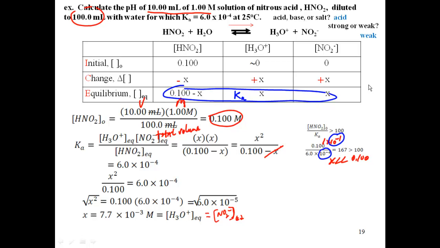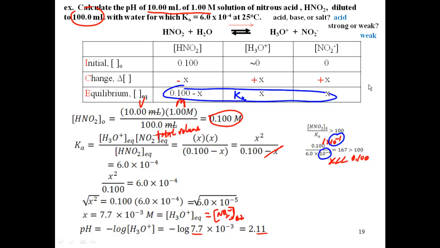In this case, it's hydronium, which means calculating pH is equal to the negative log of that hydronium concentration, which is equal to the negative log of 7.7 times 10 to the negative 3rd. Since I got 2 sig figs, I have 2 digits past the decimal, which is 2.11. Notice that the pH is higher than it was last time. Why is it higher? Because it is now diluted. It's a diluted concentration of nitrous acid, which means my concentration is less, which means I have less hydronium, which means I'm going to have a higher pH.